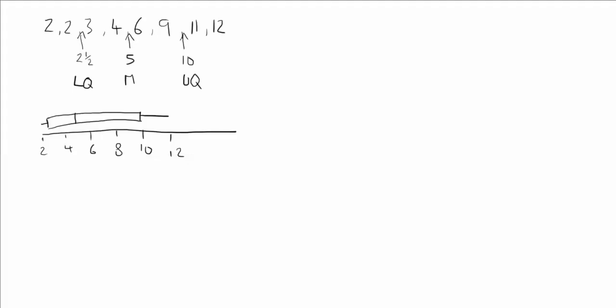So we've got a box and whisker diagram. I just thought we'd talk quickly about what a box and whisker diagram is and how we can get information from it. So I've got this list of data here, 2 to 12, 8 pieces of data.